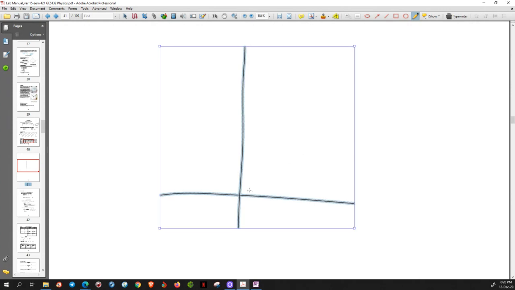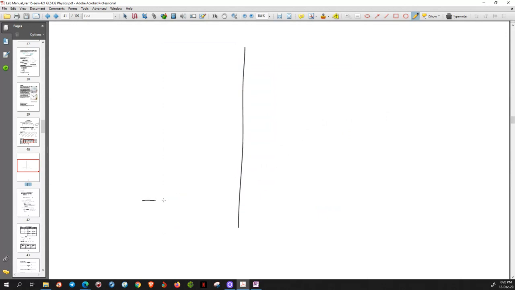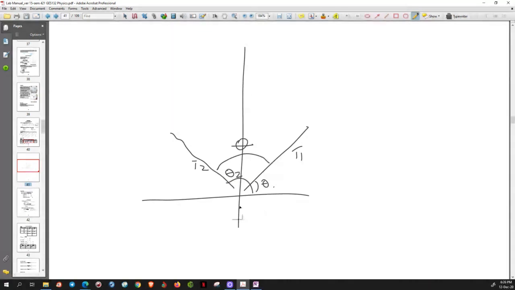You will draw your T1 here, okay? Again, like I said, it's very difficult to make a graph here. You will draw T1 here, and then T2 here, okay? Don't forget to label your graph, T1, T2. That's theta 1, and this is theta 2. Between T1 and T2, you get theta.